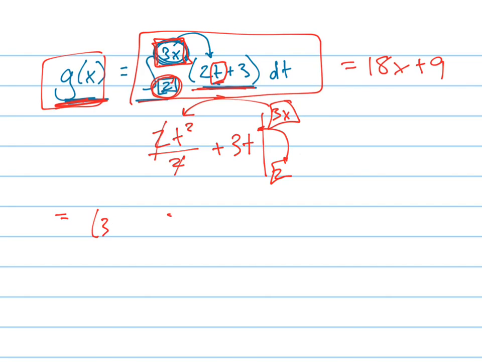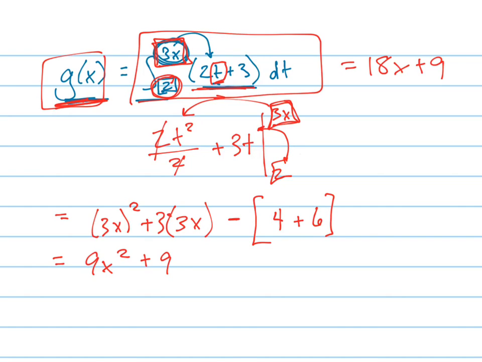So what do I have? I have 3x squared plus 3 times 3x, I'm plugging that in, minus 2 squared, which is 4, plus 3 times 2, which is 6. I'm just plugging those in. So this equals 9x squared plus 9x minus 10.